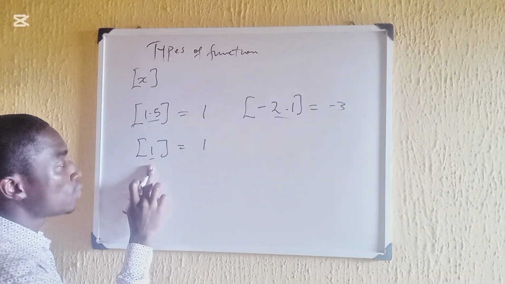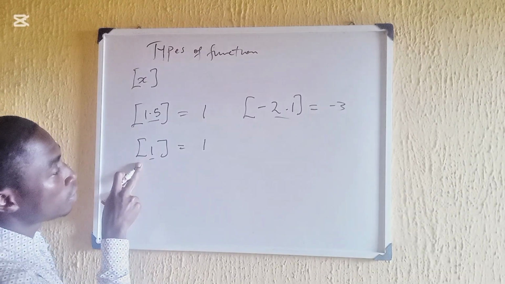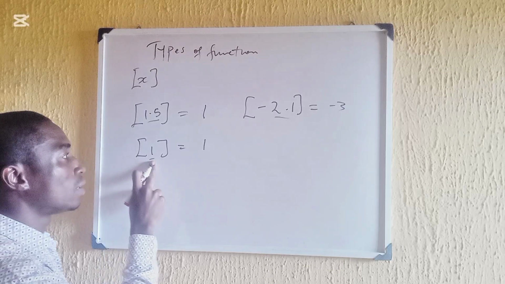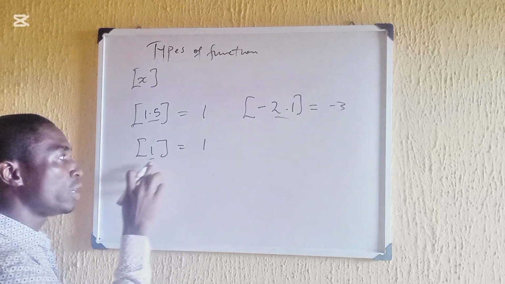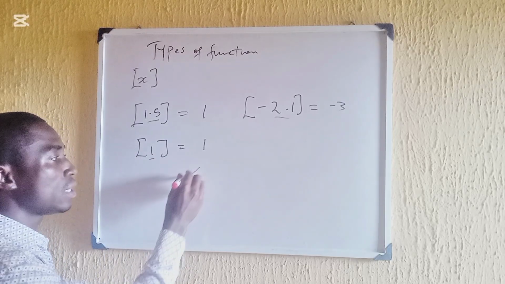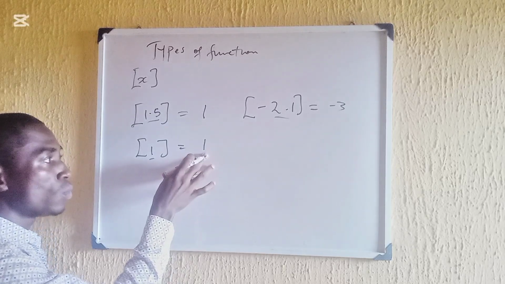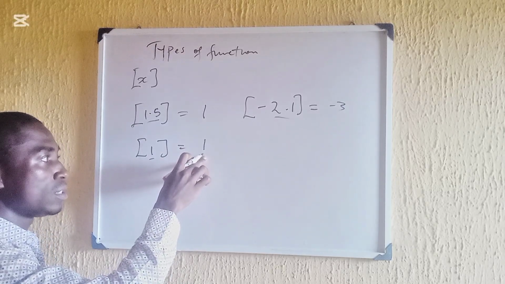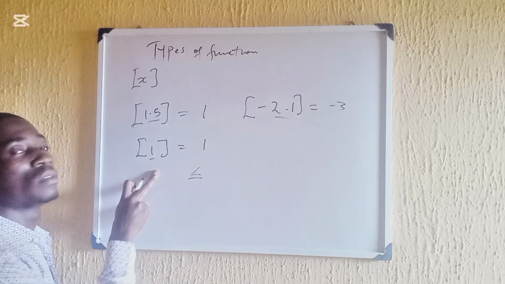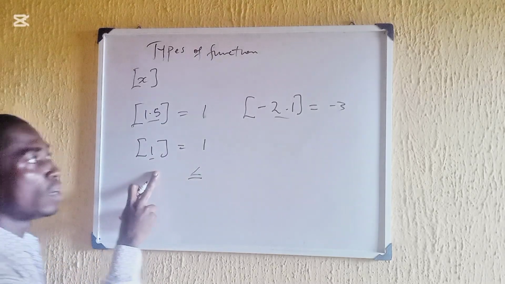The same thing applies to this. The greatest integer function of 1 is equal to 1, because this is already an integer. We said less than or equal to, so in this case it is equal to, because 1 is the largest integer, which is equal to 1 as the input value.